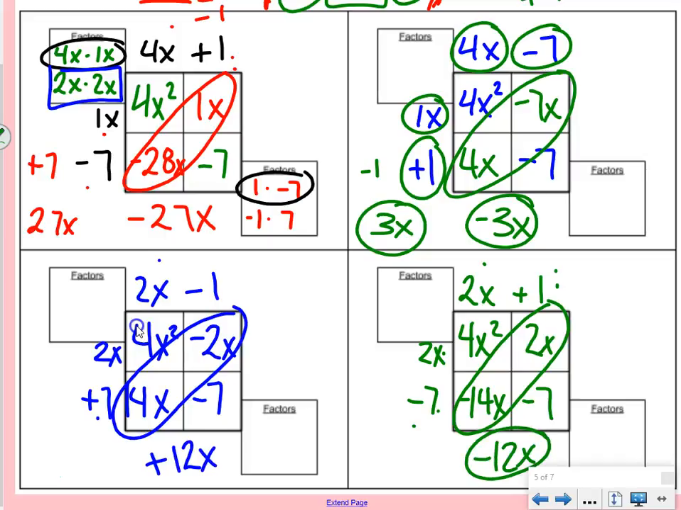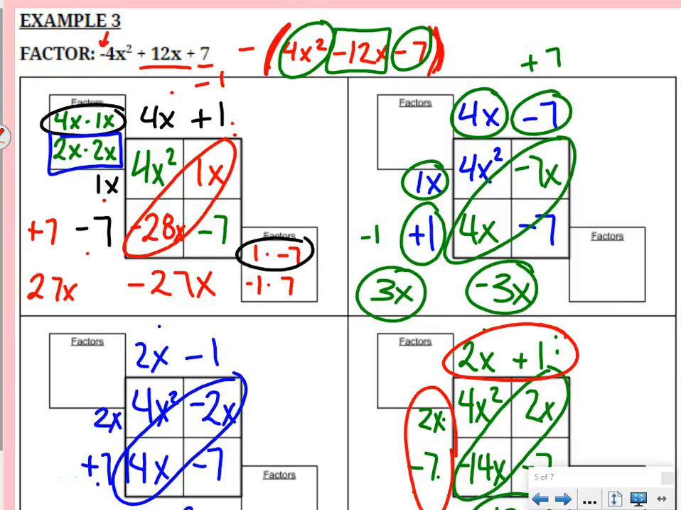So as you see, it might take a little bit of time to get those factors, but we eventually get there. So now our factors are 2x plus 1 and 2x minus 7. But we have to remember we factored out that negative. So when we write it, we're going to put a negative in front, then put 2x plus 1 times 2x minus 7.